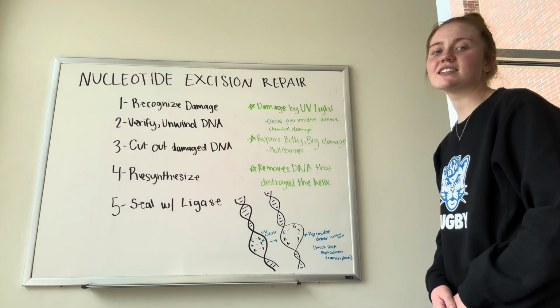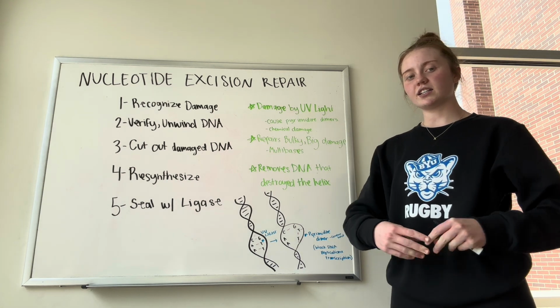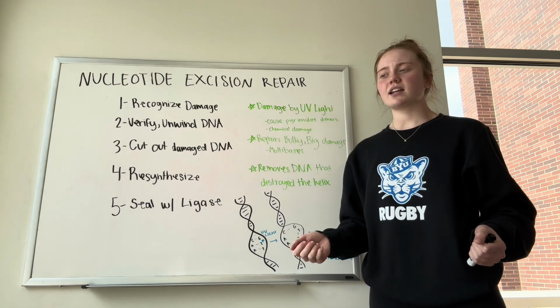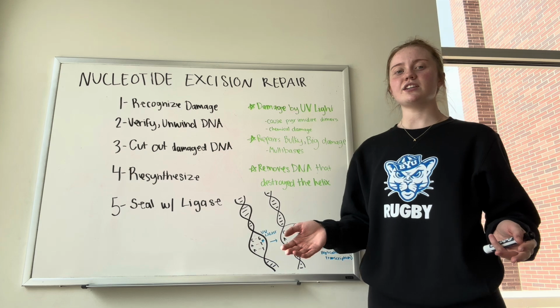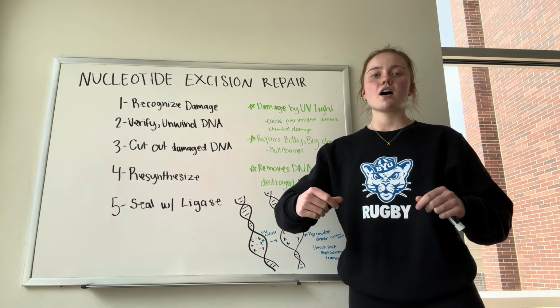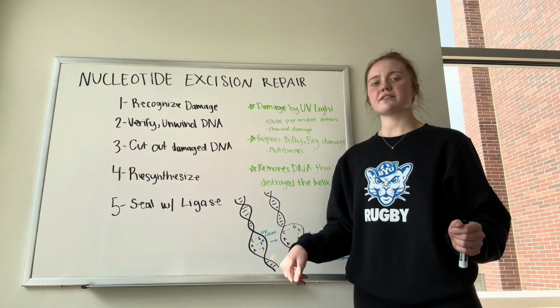And there are 5 main steps to nucleotide excision repair. The first step is that on your DNA strand, you need to be able to recognize where the damage is. And then after you have the damage recognized, you need to verify that that is correct damage, and then unwind the DNA. And I'll explain the proteins that do this after.